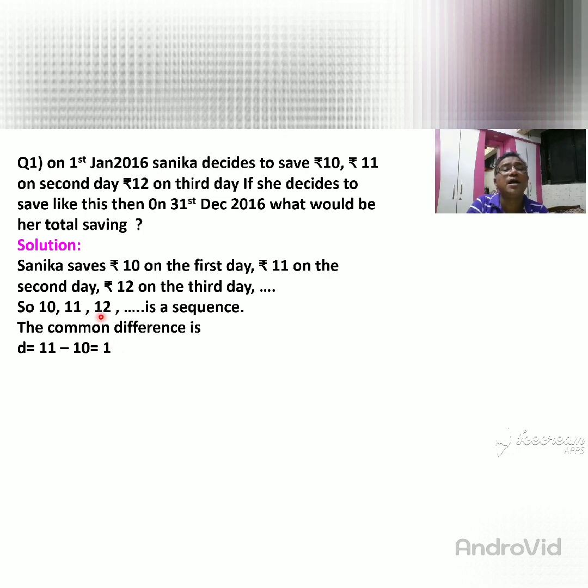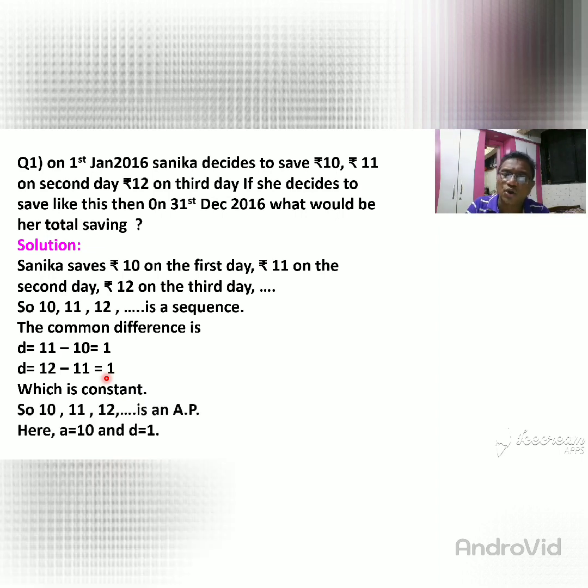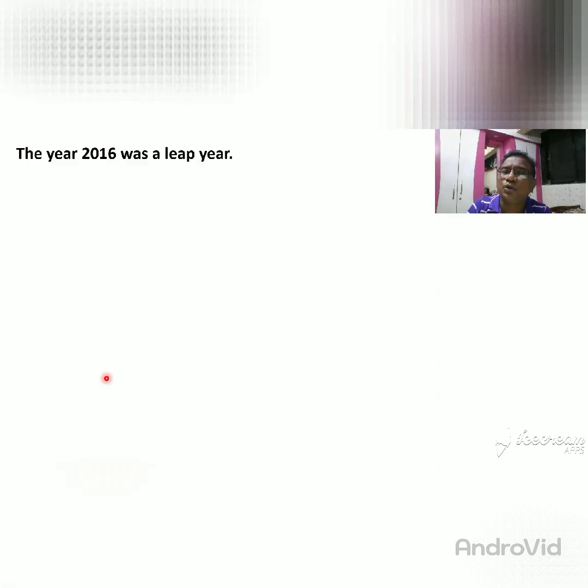Then what will be the second? Second is T3 minus T2. So here is written T3 minus T2 means 12 minus 11 is equal to 1. So the common difference is the same, so this problem is an AP. So here we write D is the constant and D is equal to 1. So in this problem we want to find out the total amount. To find the total amount, we can use the SN.